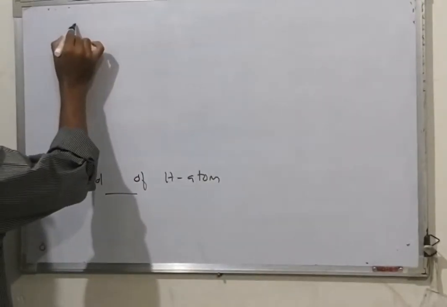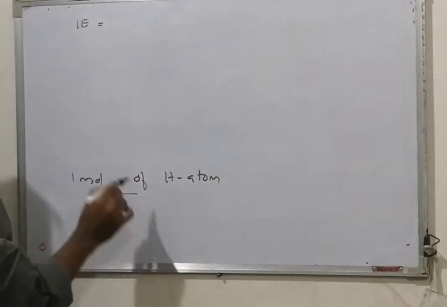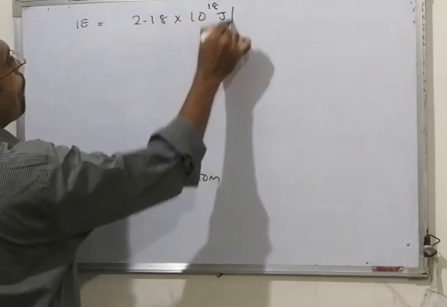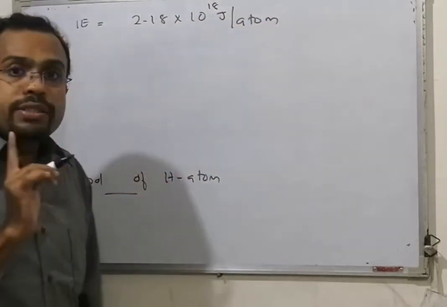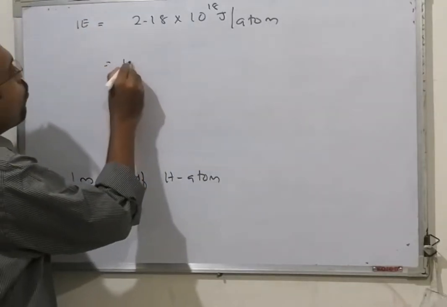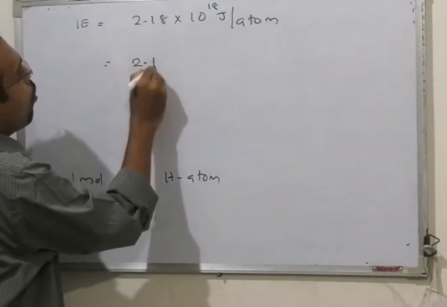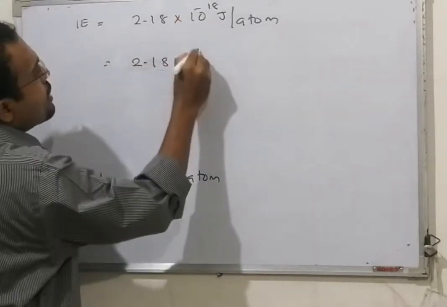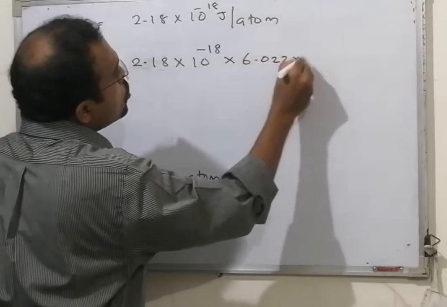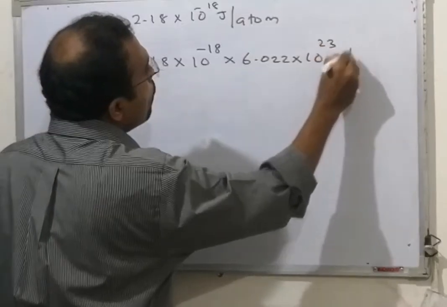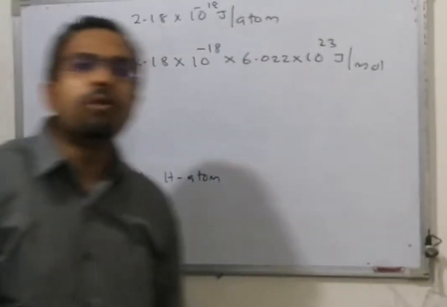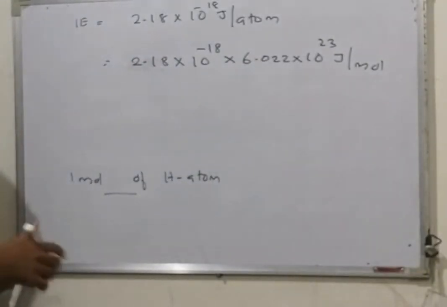1 hydrogen atom. Ionization energy for 1 hydrogen atom is 2.18 into 10 raised to minus 18 joule per atom. This is the ionization energy of one atom. Therefore, for 1 mole, multiply by 6.022 into 10 raised to 23, giving joule per mole. Fine? Because earlier it was for 1 atom, now it is for 1 mole.